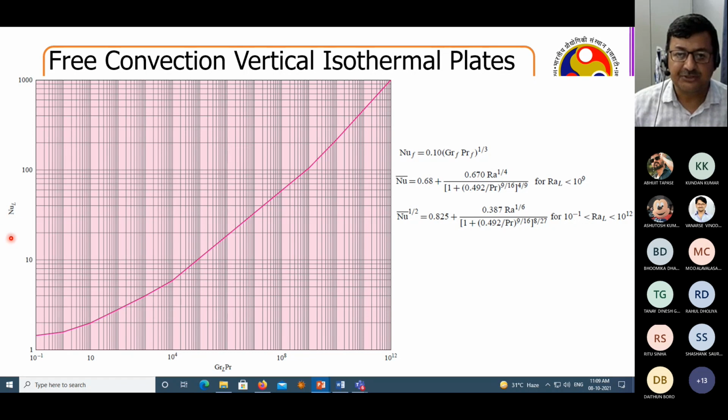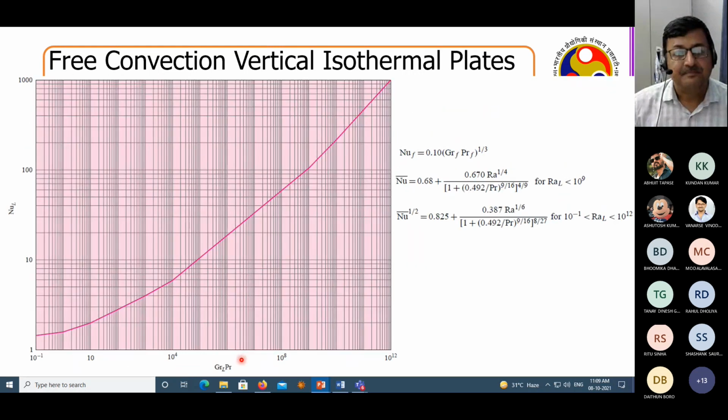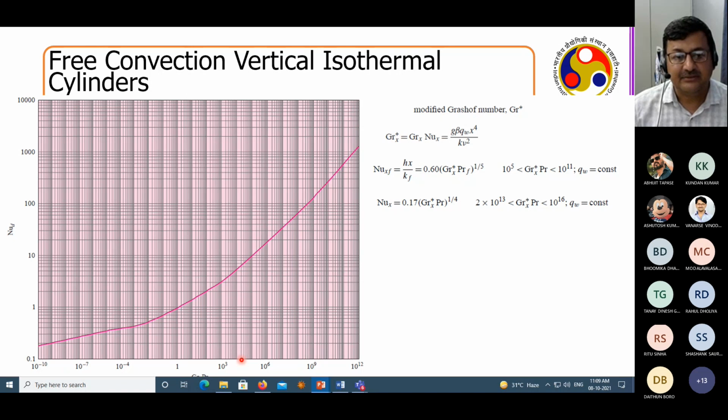The heat transfer coefficient will increase, and then the convective heat transfer associated with free convection will increase. These graphs are plotted following different types of correlations at different Rayleigh numbers. Rayleigh number is nothing but the Grashof number times the Prandtl number. This was for a flat plate. This is for a cylinder. You can see similar behaviors are observed.